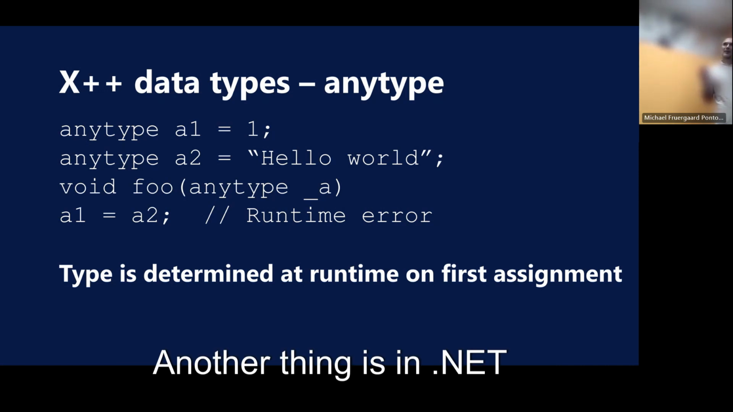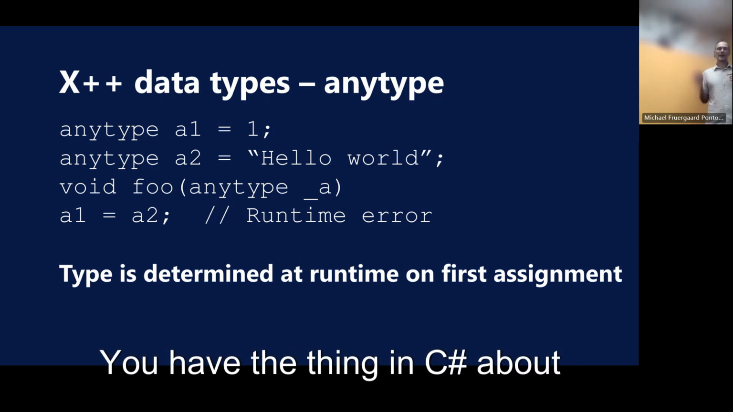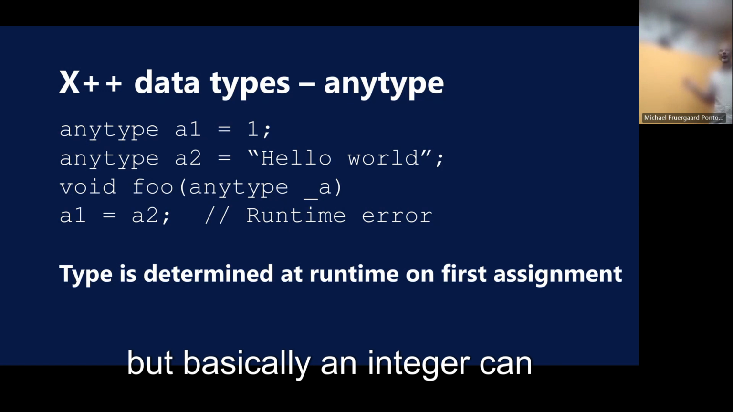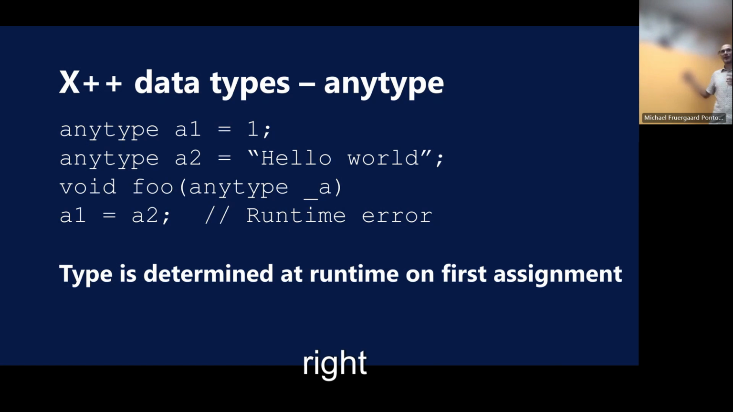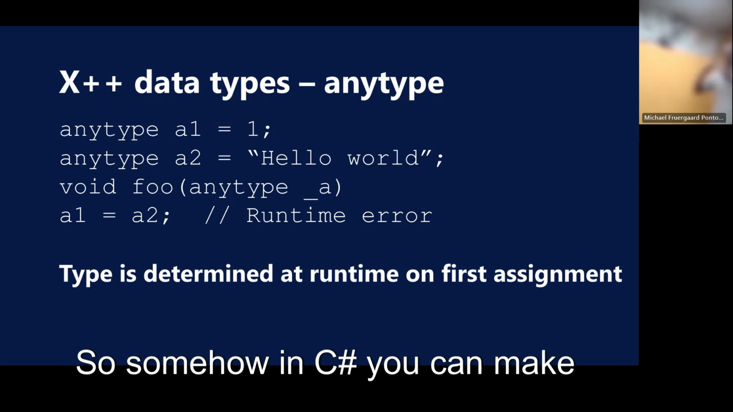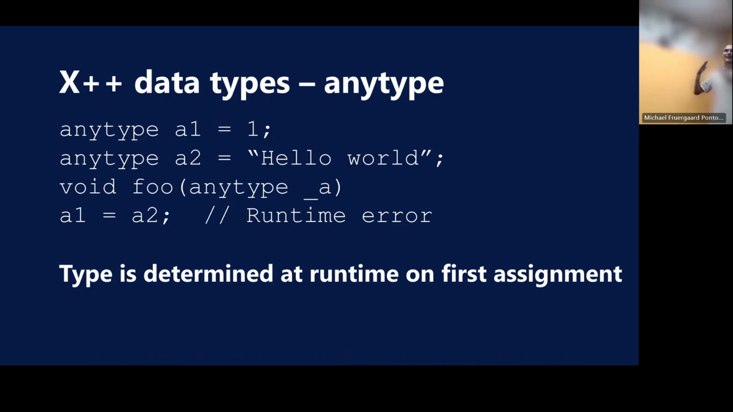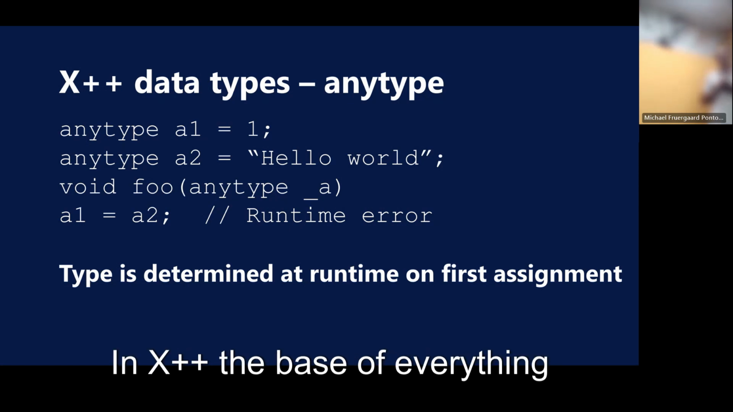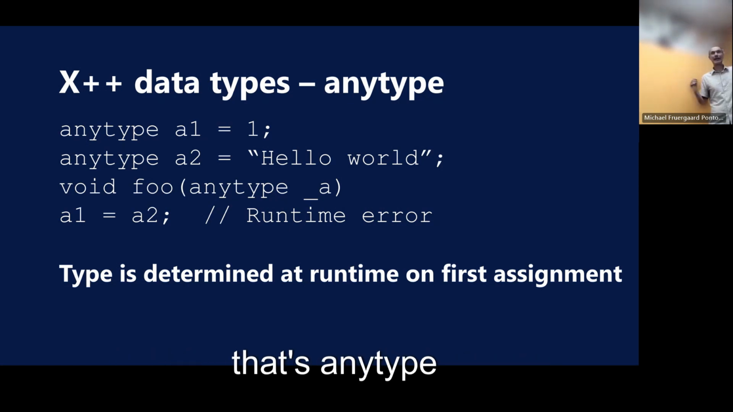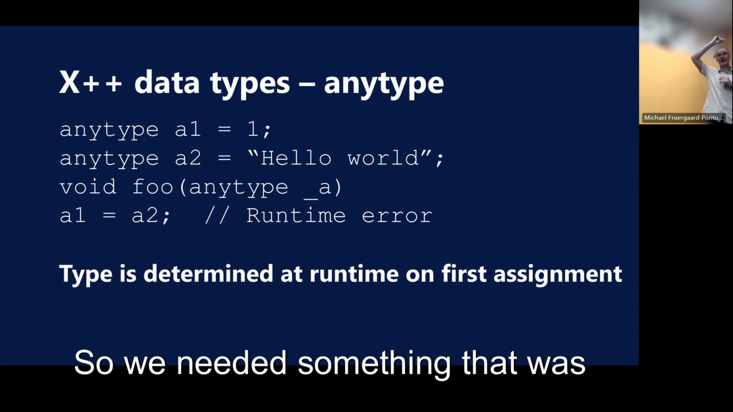Another thing is in .NET, you have the thing in C# about boxing, where basically an integer can become an object. So basically, you have a reference type, right? So somehow in C# you can make everything an object. So the base of everything is an object. That's not true in X++. In X++, the base of everything is anytype. So we needed something that was like the common root.